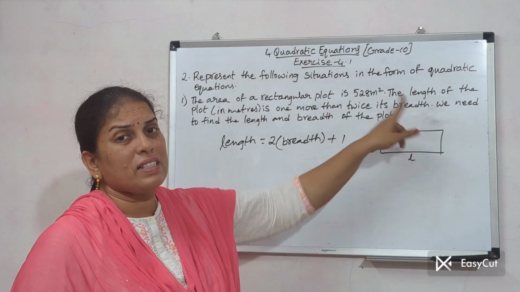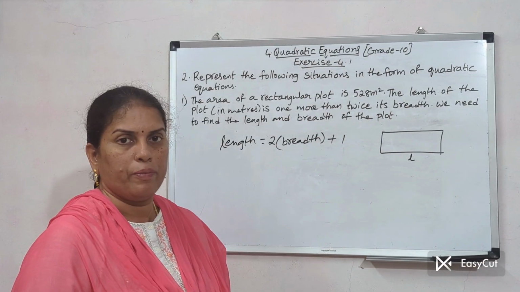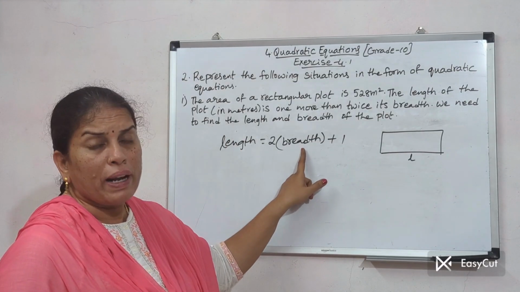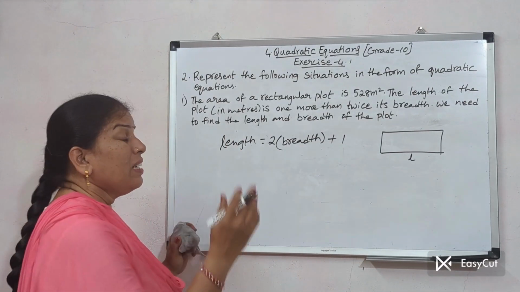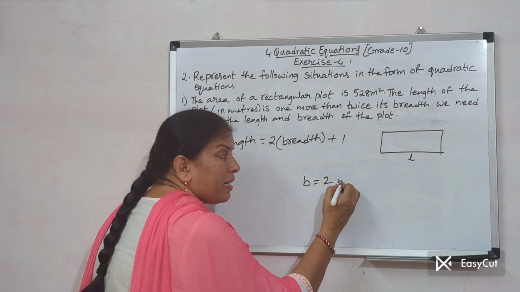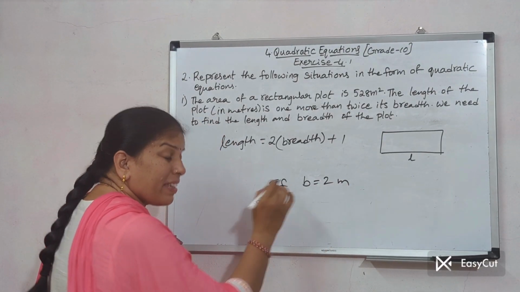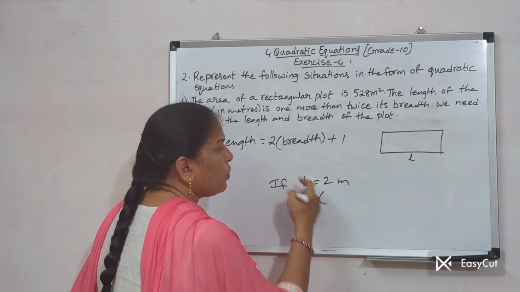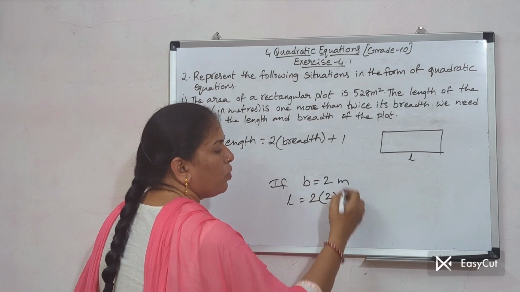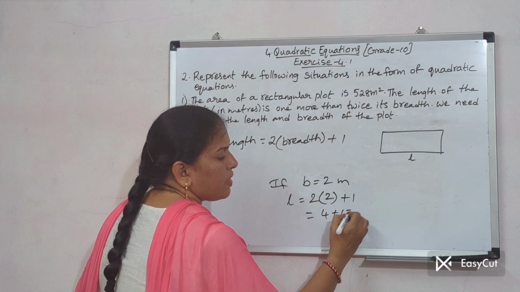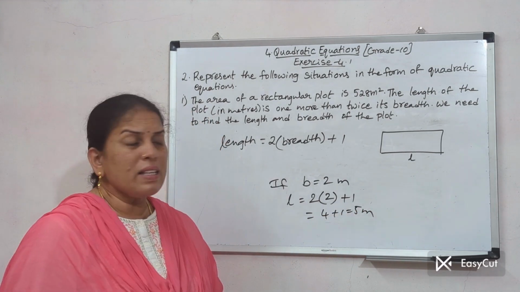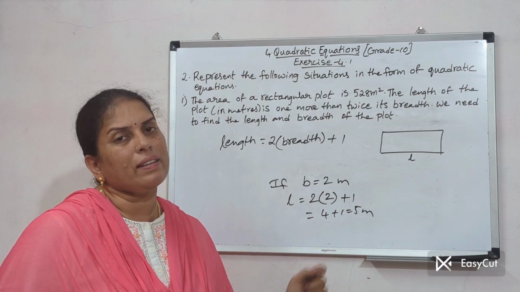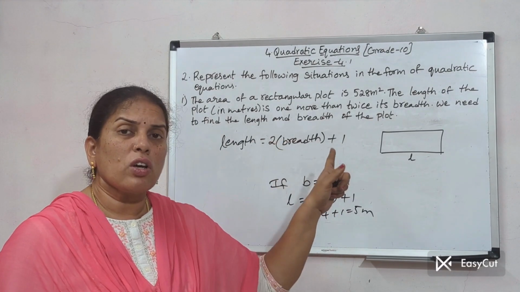According to the question, twice its breadth means 2 times its breadth. Length is equal to 2 times its breadth plus 1. See here children, if we know breadth we can find out length, no? So, if breadth is equal to 2 meters, then length is equal to 2 times its breadth plus 1, means 2 into 2 plus 1. 2 twos are 4, plus 1 is equal to 5 meters. That means if we know breadth, we can find out length easily. So, length is based on the breadth.